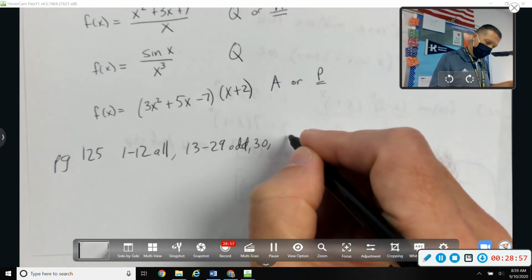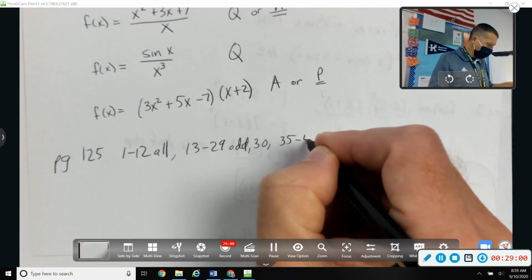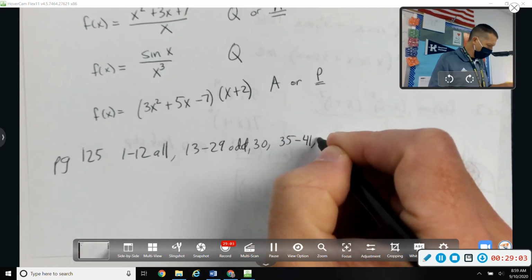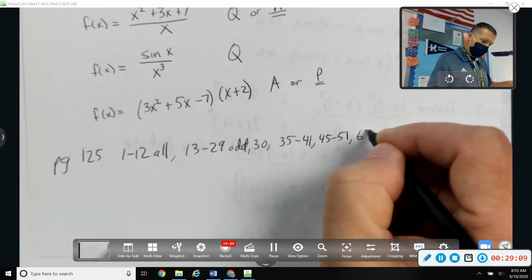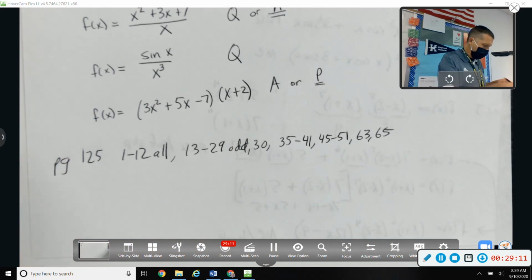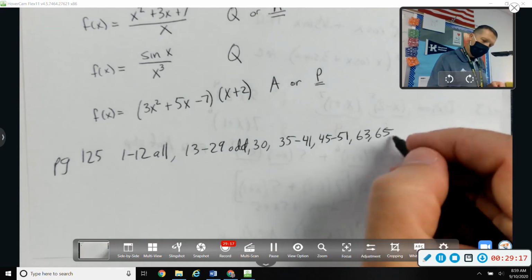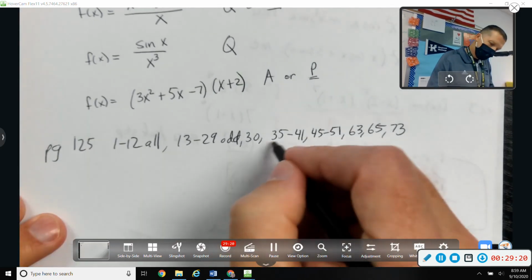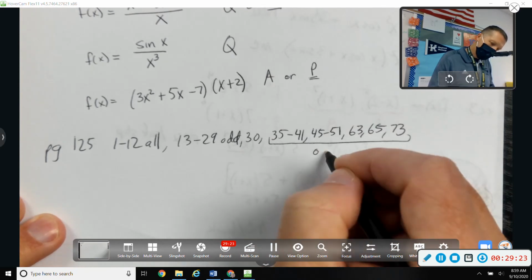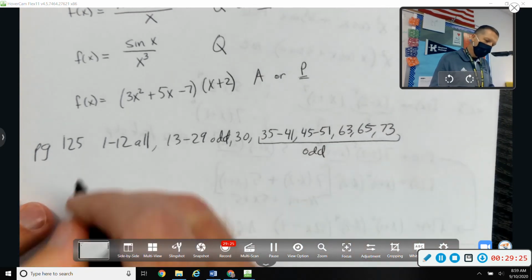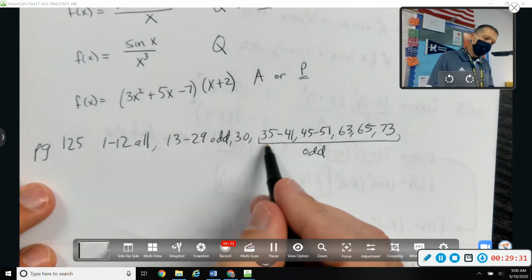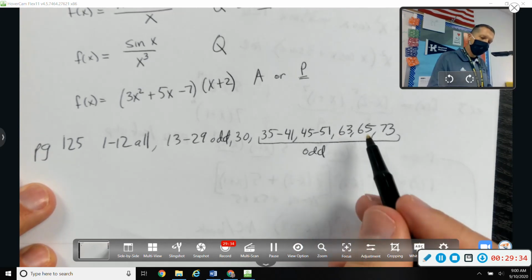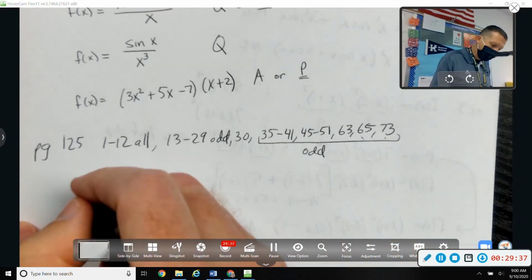30, 35 to 41. The rest of these are odd. 45 to 51, 63, 65, and 73. So 1 through 12 all, 13 to 29 odd, 30, 35 to 41, 45 to 51, 63, 65, 73. Sounds like a ton when you write it out like that.